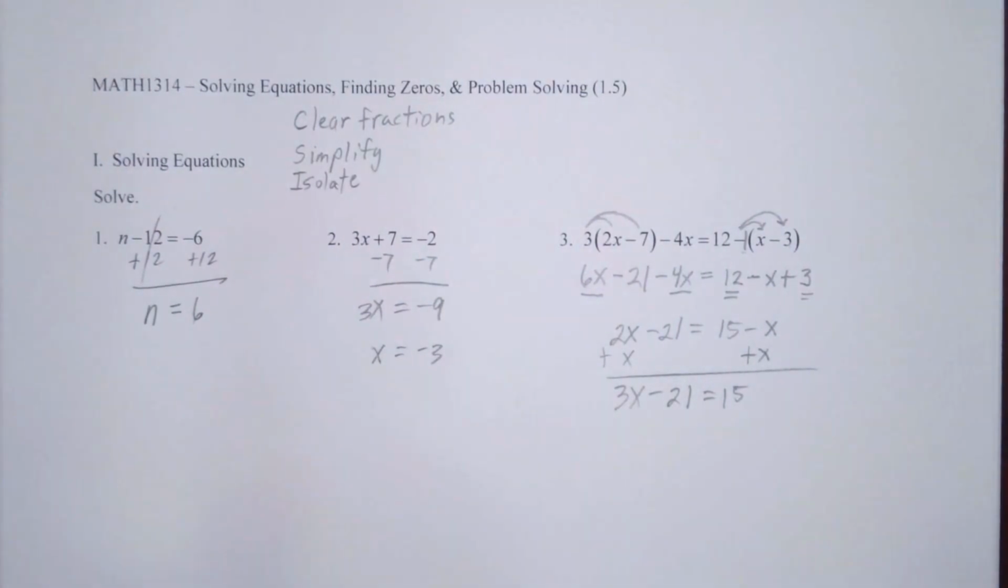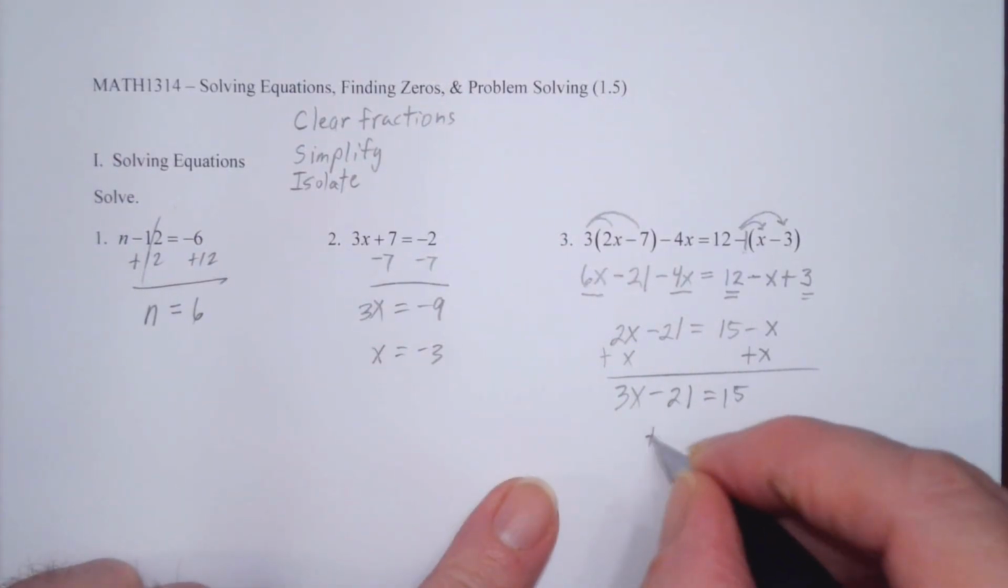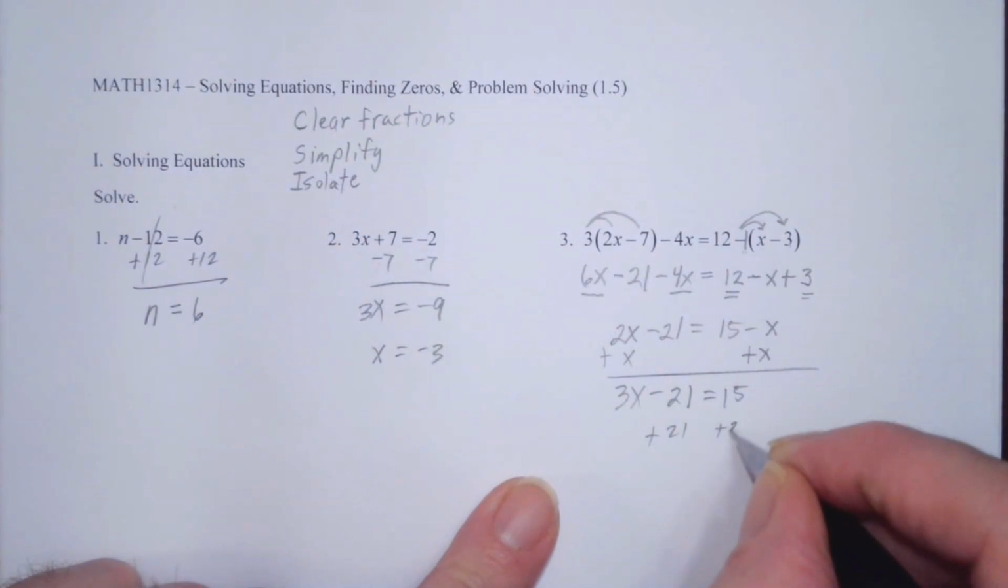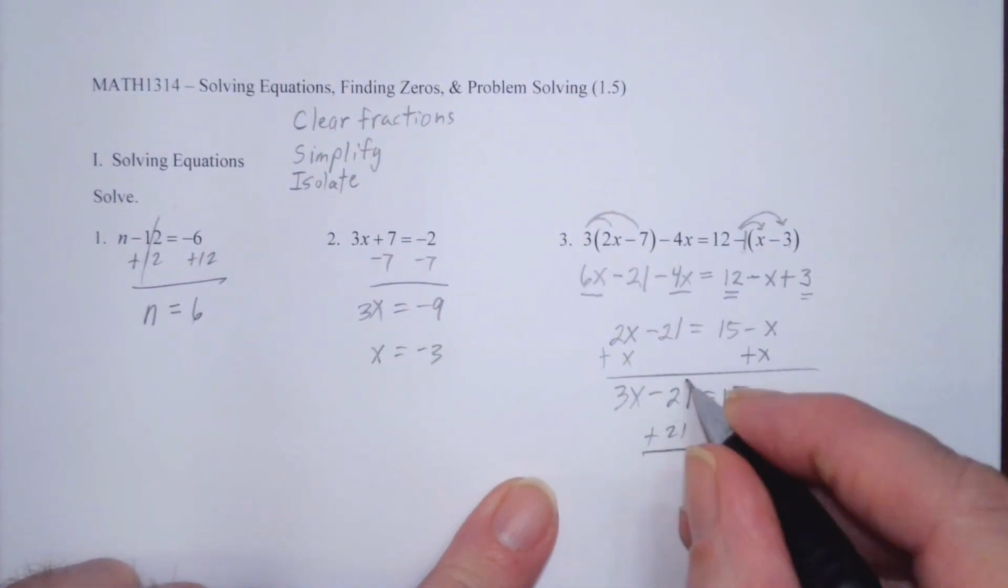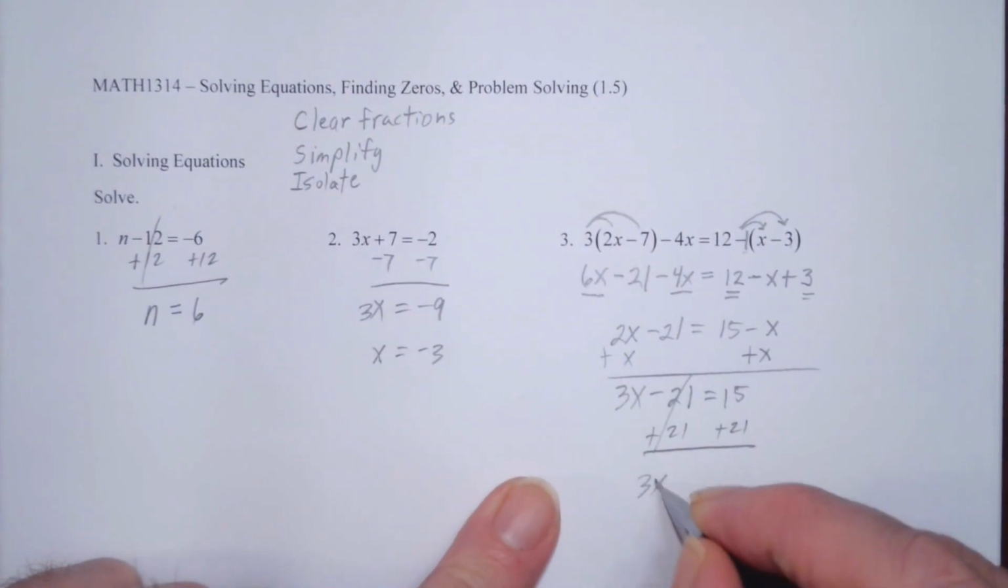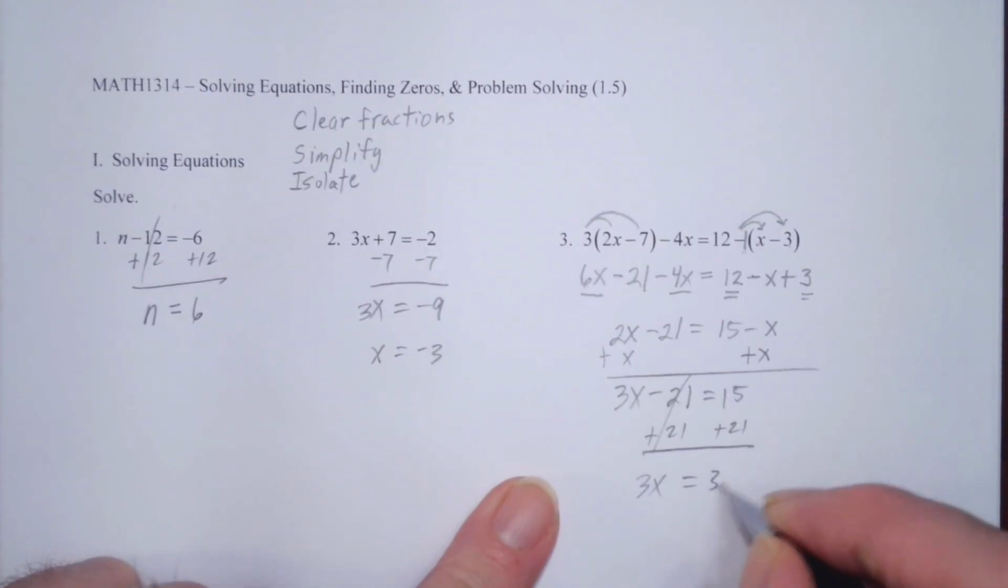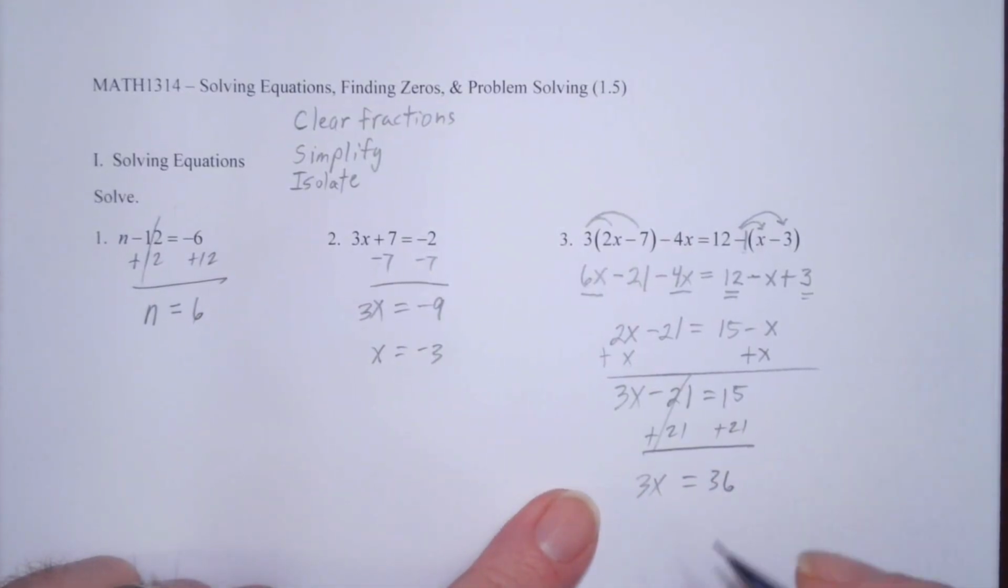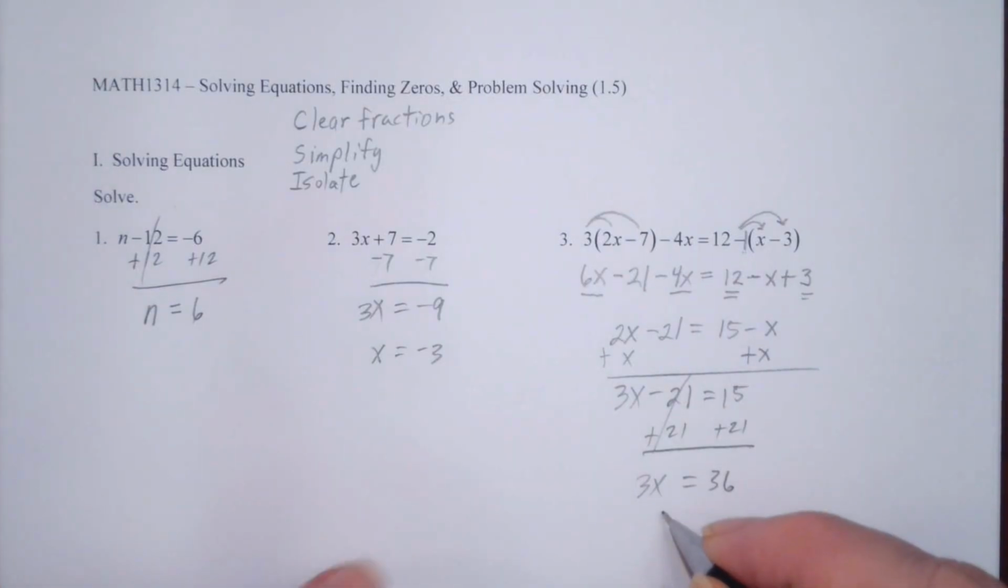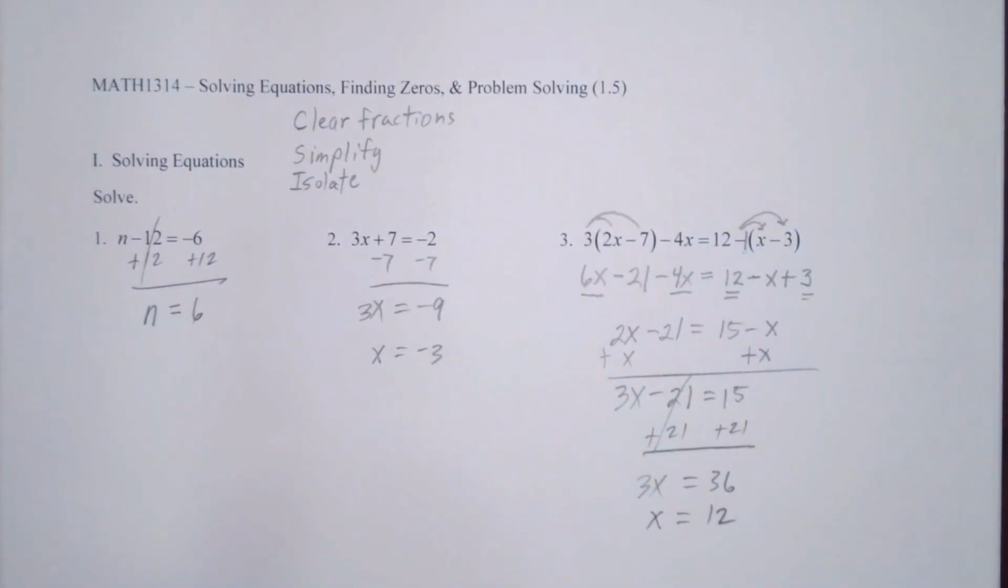So notice we did CSI, and we ended up with a two-step equation. Remember, we always add or subtract first with those. So we'll add 21 to each side. These cancel. You get 3x is equal to 36. You can divide both sides by 3. Hopefully you know that 3 times 12 is 36. And so 12 will be our solution here.